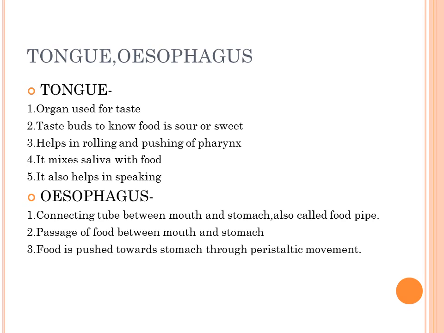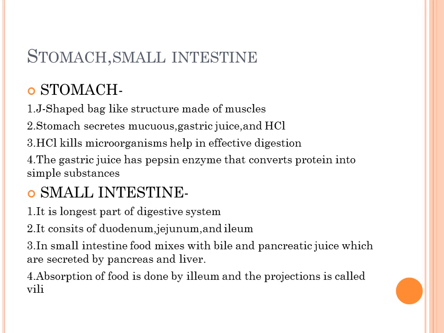The esophagus is also called the food pipe. It is a connecting tube between the mouth and stomach. It acts as a passage of food between the mouth and stomach. Food is pushed towards the stomach through peristaltic movement.